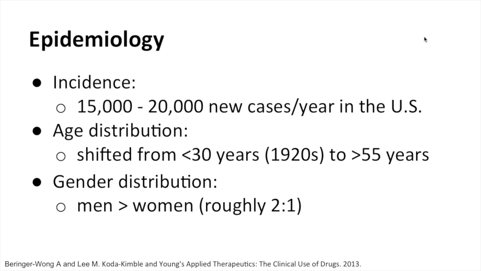Endocarditis occurs in about 15,000 to 20,000 new cases each year in the United States alone. In the 1920s, the age distribution used to be less than 30 years, mostly due to rheumatic heart disease, and currently the age distribution is about 55 years or more. Men, in terms of gender distribution, are affected more than women, roughly a 2-to-1 ratio.